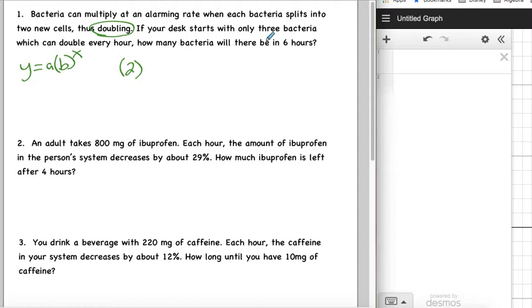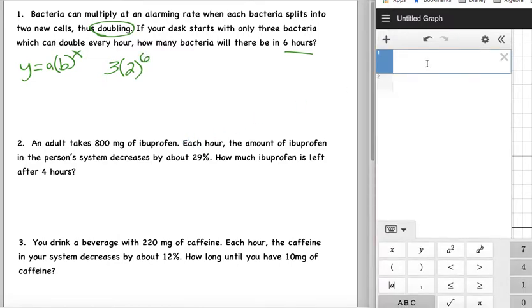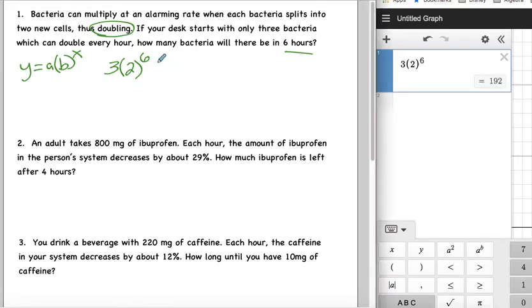If it starts with only 3 bacteria, that's your starting amount, and it's doubling every hour. So our power is going to be the number of hours. If it says 6 hours, that's our power there. And then we're just going to solve for what this value will be. So 3 times 2 to the power of 6 is 192. So we would have 192 bacteria after 6 hours.